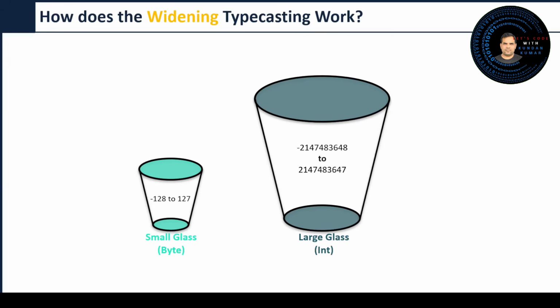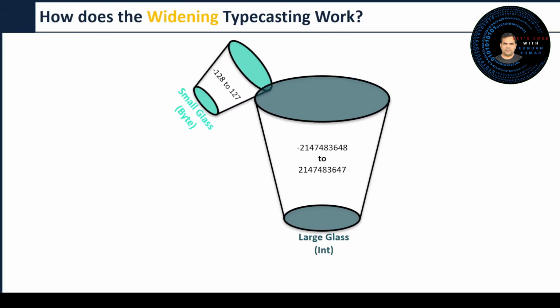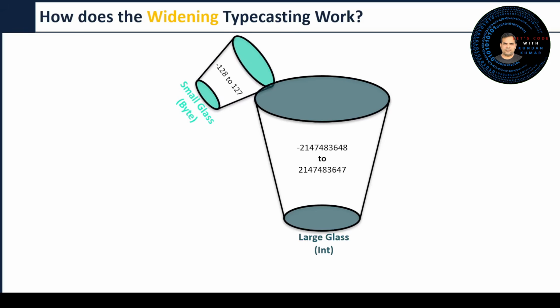That's called implicit. Imagine you have a small glass and a big glass. If you pour water from the small glass into the big one, it fits perfectly without spilling over. It fits automatically. This is just like widening typecasting in Java. When a smaller data type, like the byte here, is converted into the larger one, which is an integer, no data is lost.